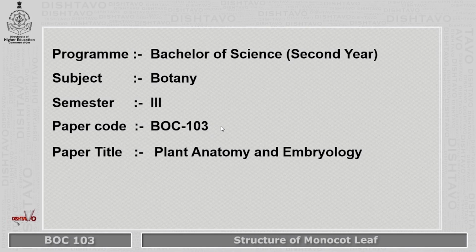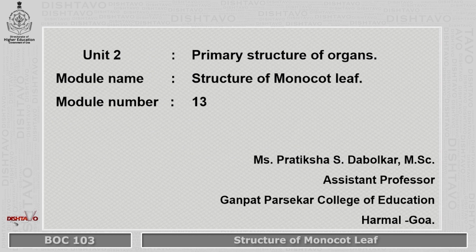Program Bachelor of Science second year, subject Botany, semester 3, paper code BOC 103, paper title Plant Anatomy and Embryology. Unit 2, Primary Structure of Organs, module name Structure of Monocot Leaf. I am Ms. Pratiksha Dabholkar, Assistant Professor, Botany.